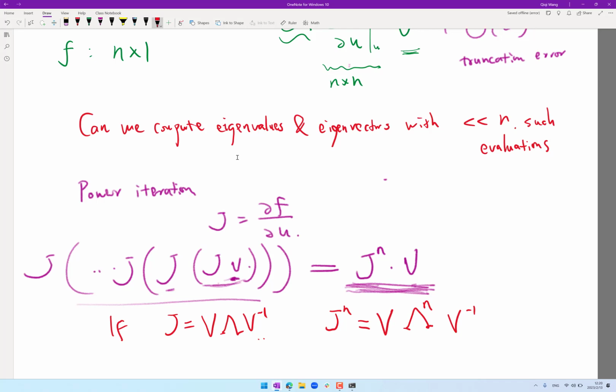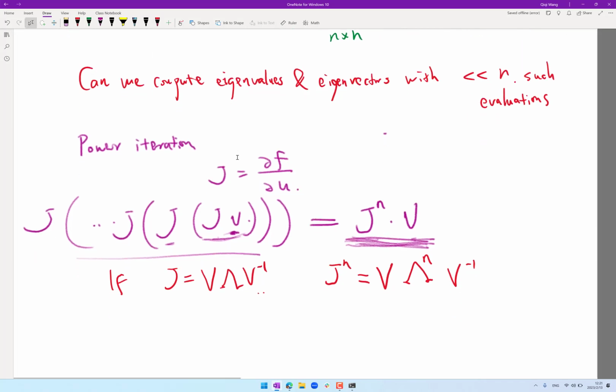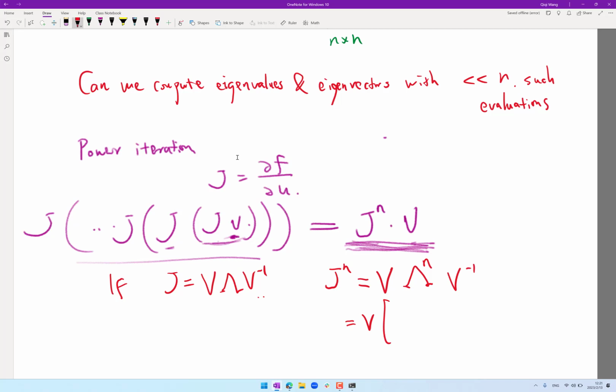Okay, now in the case when you have distinct eigenvalues, for example in the 2x2 case, if we have two real eigenvalues and they are different, lambda to the power of n would look like a very big number compared to a very small number. The difference between two numbers would amplify exponentially as they are raised to a power of n. So this would be equal to V times lambda 1 to the n, etc., lambda n to the n.